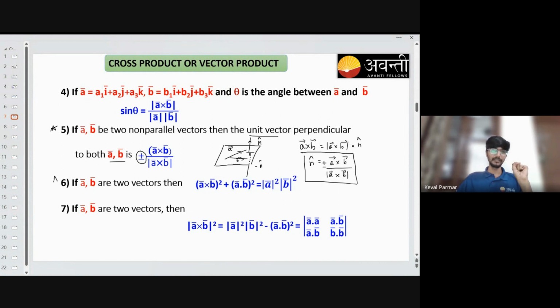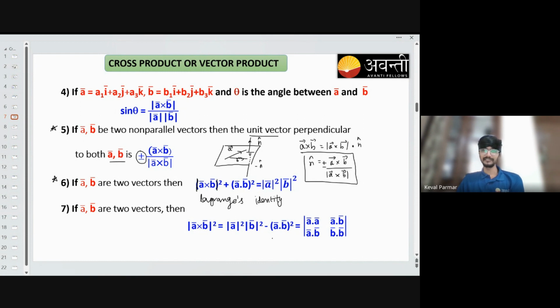Now, the sixth one is also very important. It says that modulus of A vector cross B vector squared plus A vector dot B vector squared is equal to A squared into B squared. Very important. This is known as Lagrange's identity or Lagrange's vector identity. We can easily use this in many questions. We will see once we do some questions.